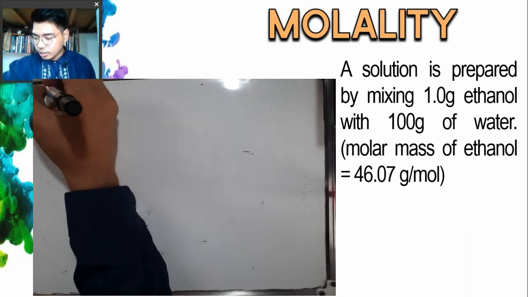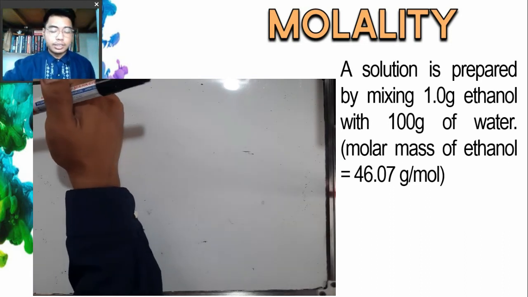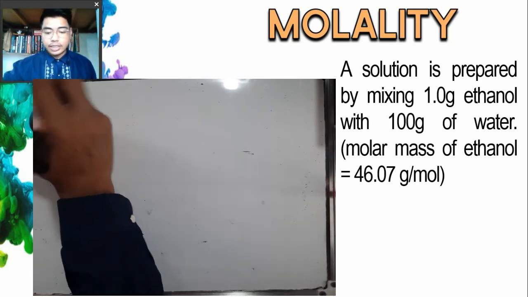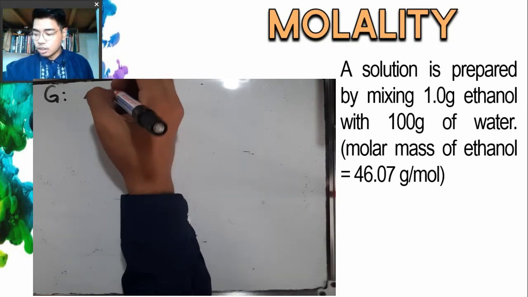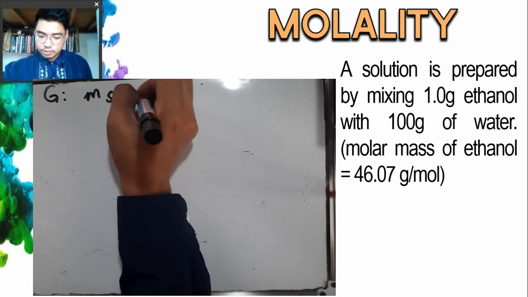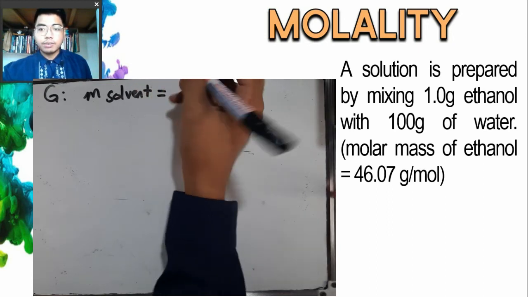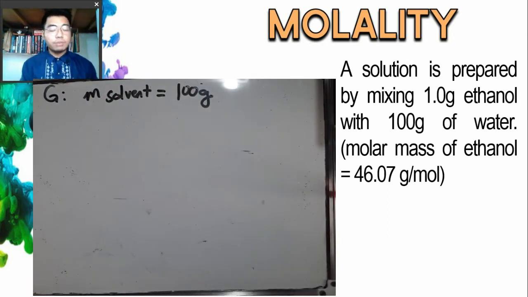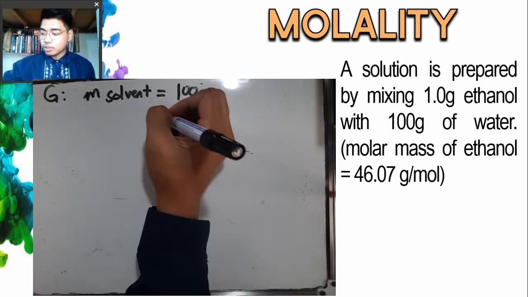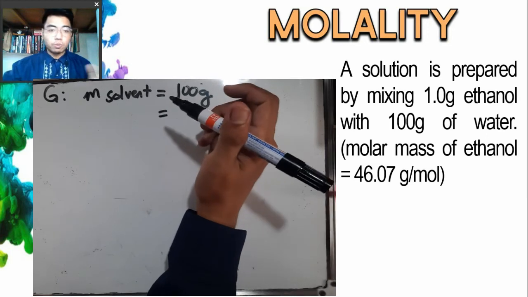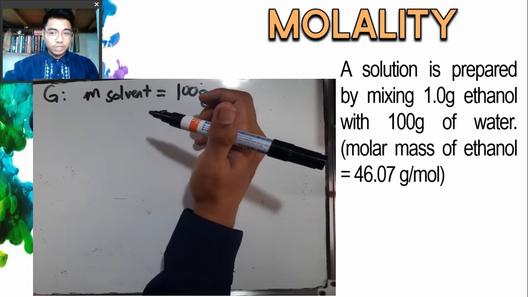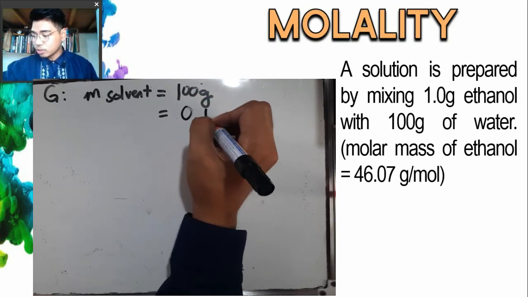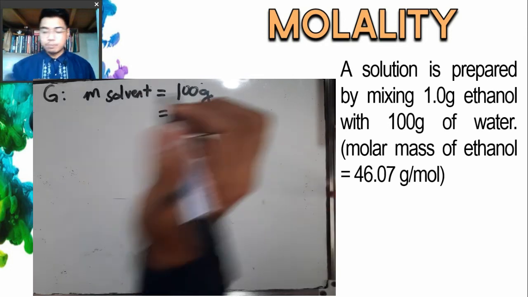Let's start once again with our given. It is stated here that the mass of the solvent is equivalent to 100 grams. Once again, what would be the unit that we are going to use here? The unit that we are going to use is kilograms. So we are going to convert 100 grams to kilograms, which is equivalent to 0.1 kilograms.